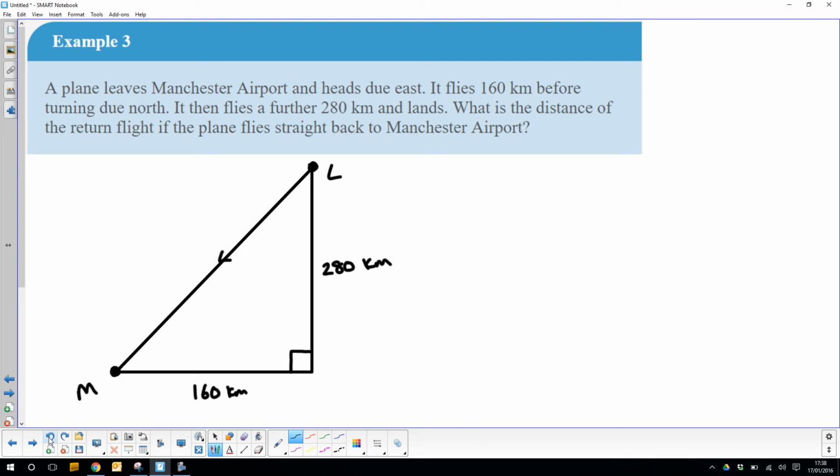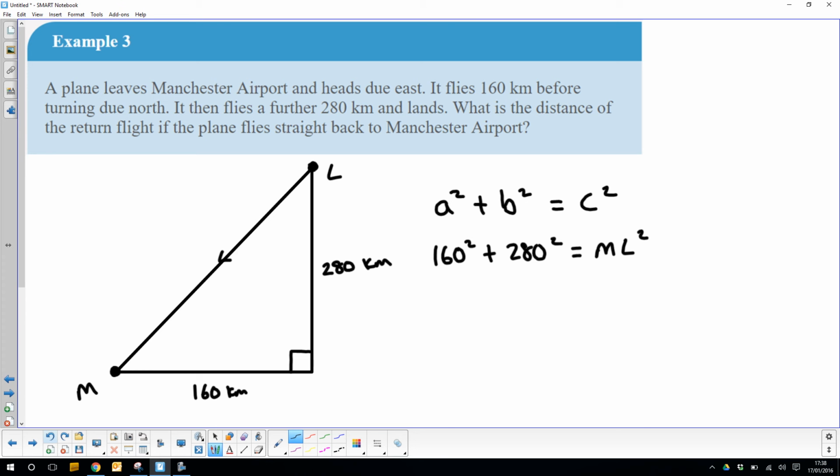So let's have a look at how we would go about doing it. What's the distance of the return flight? Well, I'm going to say that a squared plus b squared equals c squared. Then I'm going to put in my two values and think for a second about which are my shorter sides. They're the two shorter sides, so they're going to go in as a and b. So I've got 160 squared plus 280 squared, and that equals, well, I'm going to call it ML squared rather than give it another letter.